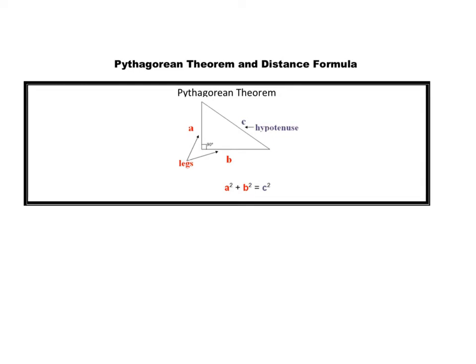You can tell the difference between the legs and the hypotenuse. The hypotenuse will always be directly across from the right angle. And the legs, the A and the B, will be touching that right angle. A and B, it doesn't matter, they can be interchangeable. You can have A on the bottom and B on the side. Those do not matter. But what does matter is that your hypotenuse is always the length that is across from the right angle.